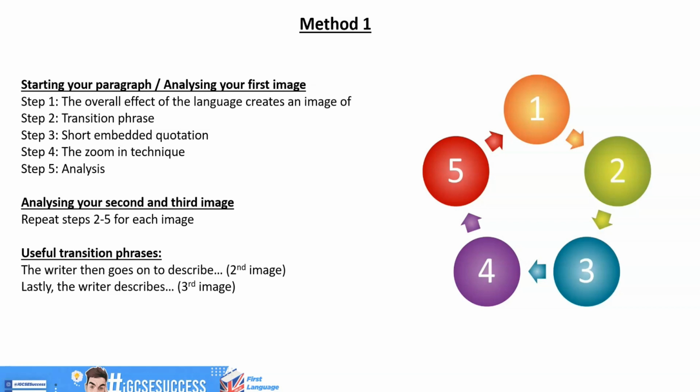in my writer's effect videos, and it's a 5-step method. So when you start your paragraph or you begin to analyze your first image, you start with step 1, and that is establishing what the writer is trying to achieve. And the sentence starter I like to get my students to use, and have done for many years, is simply the overall effect of the language creates an image of.